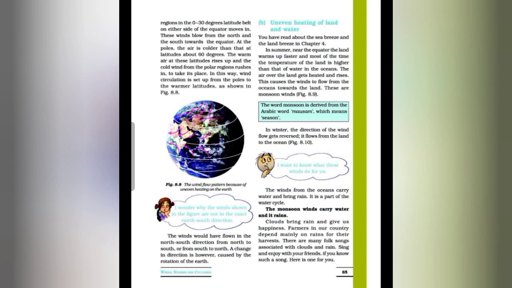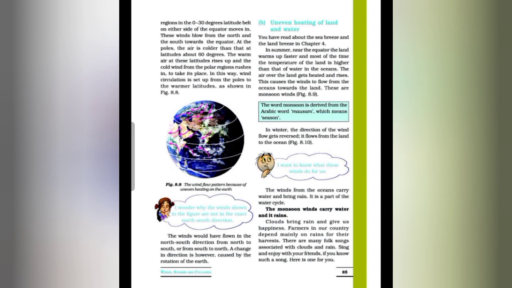So in the summer, land near the equator heats up faster than the water in the ocean. So most of the time, the temperature of the land is higher than that of water in the ocean. So we can say the air over the land gets heated and rises, creating a low pressure area. This causes the cooler winds to blow in from the oceans towards the land, and the winds blowing from the ocean towards the land in summer are called summer monsoon winds, and these monsoon winds carry a lot of water from the ocean and bring a large amount of rain on the land.